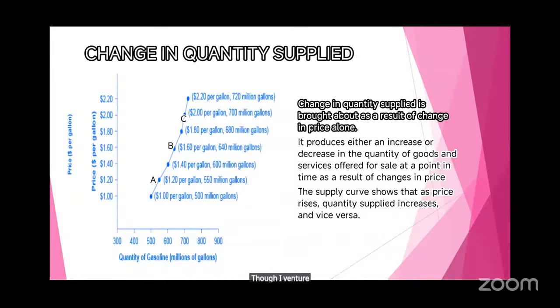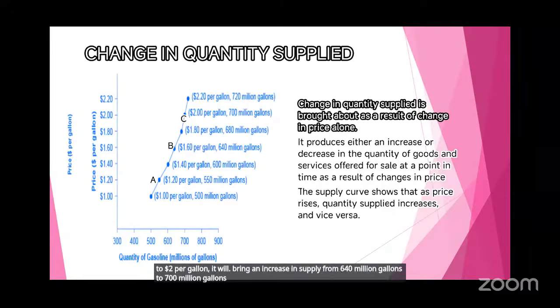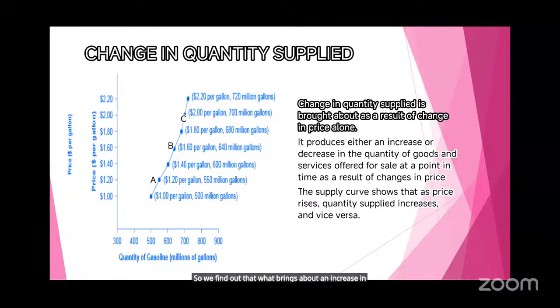Peradventure, there is an increase in price from 1.60 dollars per gallon to $2 per gallon. It will bring an increase in supply from 640 million gallons to 700 million gallons, and that is reflected at point C. So we find out that what brings about an increase in supply from point B to C, or a reduction in supply from point B to A, is price. Is price. And that explains the change in quantity supplied.